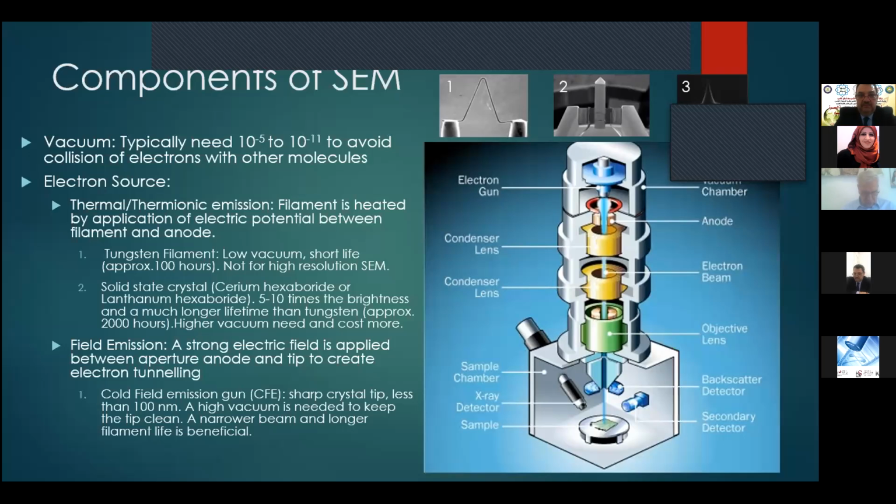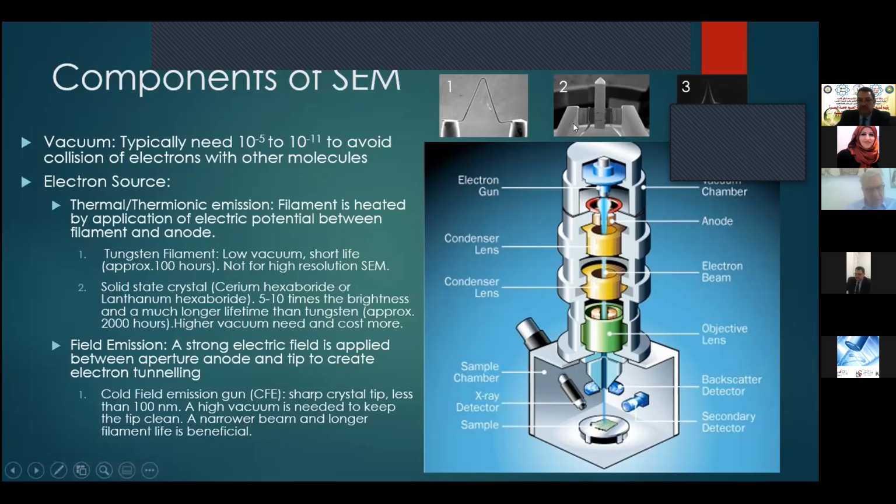You can get two types of thermal emission. The first one is a tungsten filament. Let me just show this here. With the tungsten filament, you have your low vacuum, short life type of filament. Unfortunately, it doesn't bode well to use this type of filament for high resolution SEM. But then you have your solid state crystal, which is usually comprised of cerium hexaboride or lanthanum hexaboride. This gives you a better brightness and a much longer lifetime compared to the tungsten filament. But unfortunately, it requires a higher vacuum and it costs a lot more.